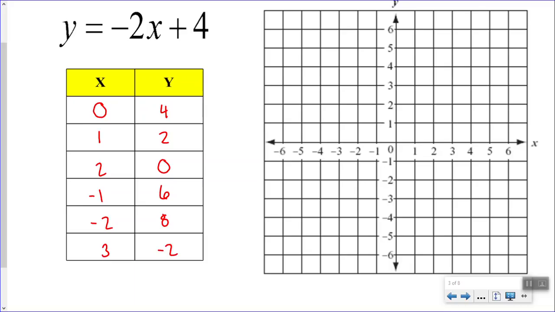So we have 0, 4. Remember, my first coordinate is my x coordinate. That's my side to side. My second coordinate is my y coordinate, which tells me how far up or down I'm going to go. We have 1, 2, 2, 0, negative 1, 6, negative 2, 8, which is going to be just out of reach up here, and then 3, negative 2.